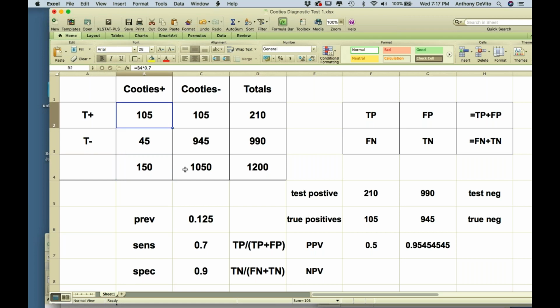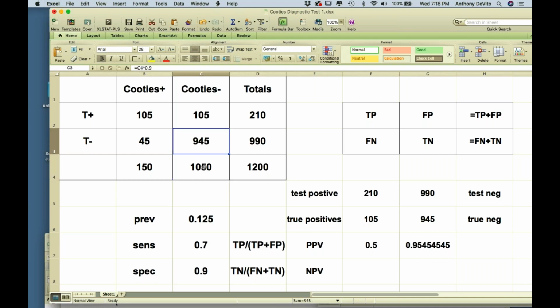Okay. Now, on the other hand, I have a lot of people in this population that don't have cooties. In fact, I have 1,050. The test that I'm using to confirm whether they have it or not has a specificity of 90%. In other words, for these people who don't have cooties, it's going to correctly identify them as not having the disease 90% of the time. 90% of 1,050 is 945.